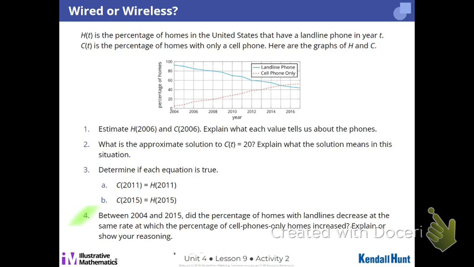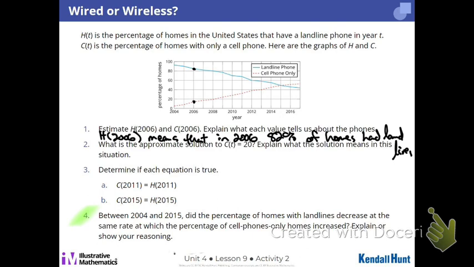Okay, looking at problem number 1. In 2006, I kind of like to put little dots down for reference, not a requirement. And what I would write is something like H of 2006 means that in 2006 there were 82% of homes that had landlines. And remember, you can't see perfect, right? It's not a table, it's a graph. We got a scale number. So if you're close to 82%, you're on the right track there, okay?